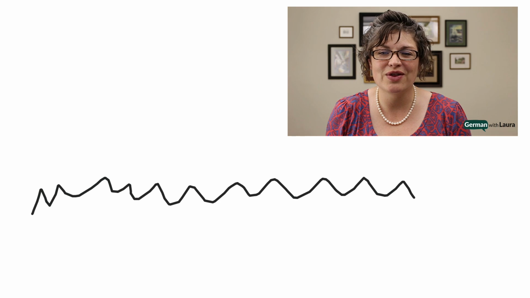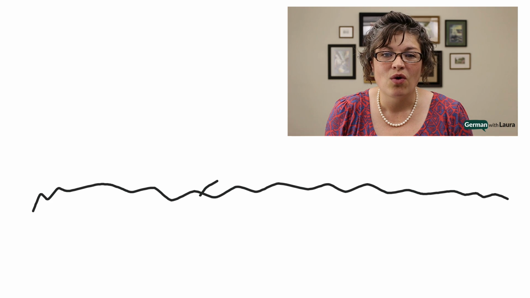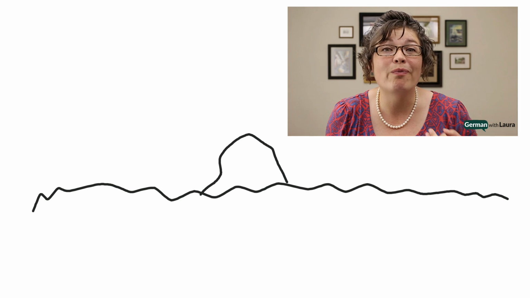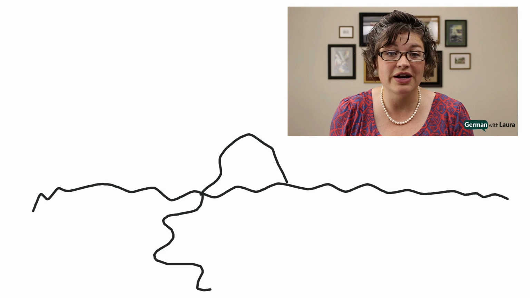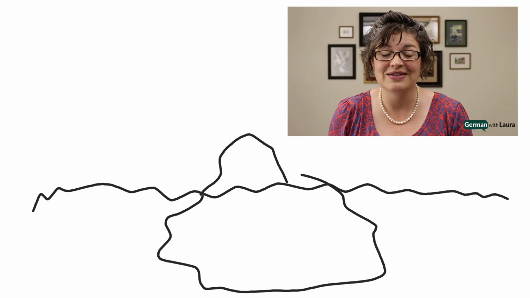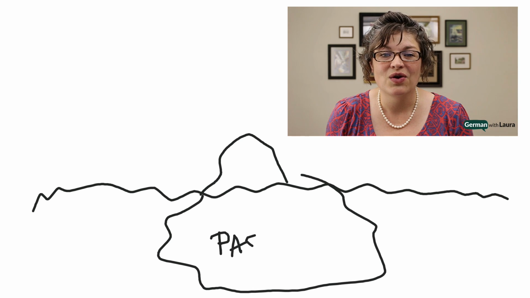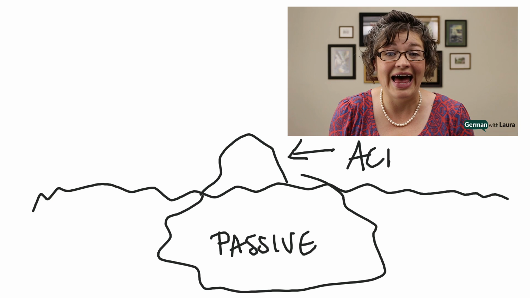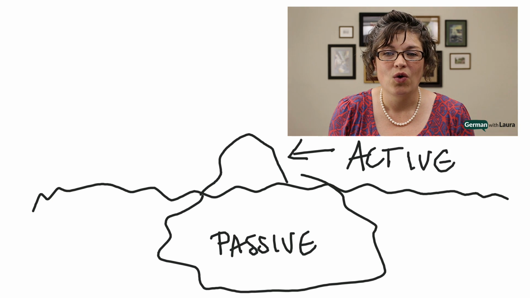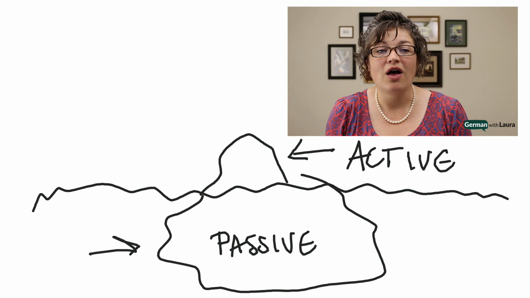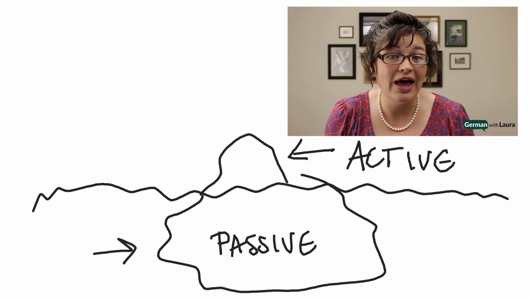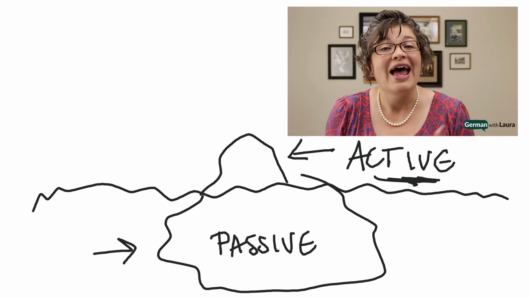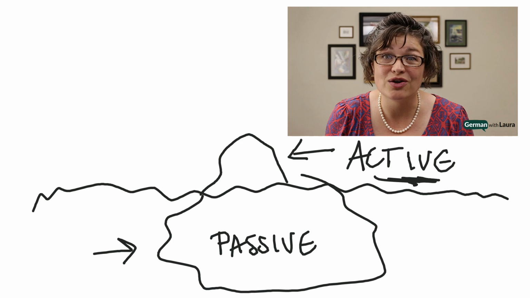The first thing that you need to understand is that there are two types of vocabulary. I want you to picture with me an iceberg. Only a little bit of the iceberg is above the surface of the water, and the majority of it is underneath the surface. That part of the iceberg is passive vocabulary, and above the surface of the water is active vocabulary. What this means is that you will understand a lot more vocabulary than you use. And this will also be true as you learn to speak German.